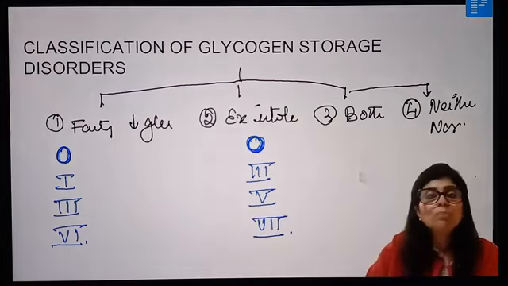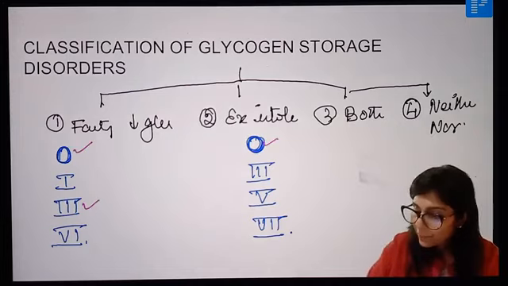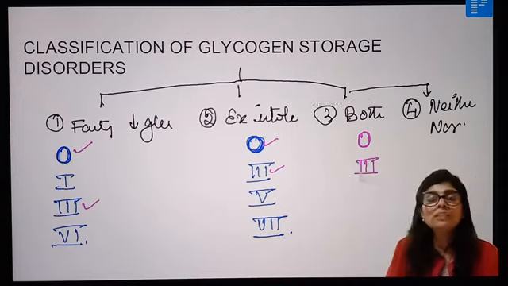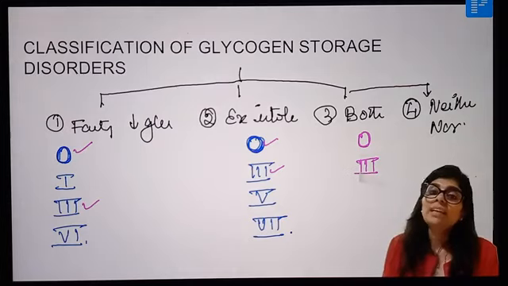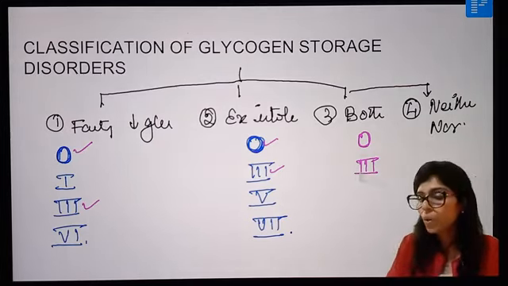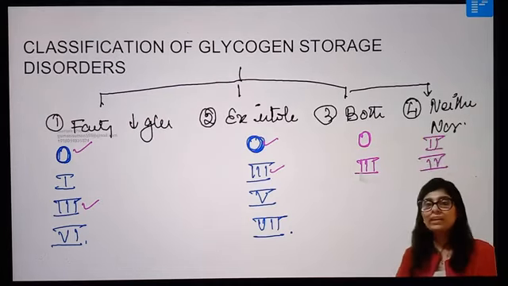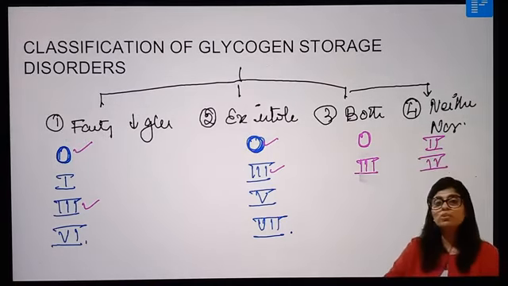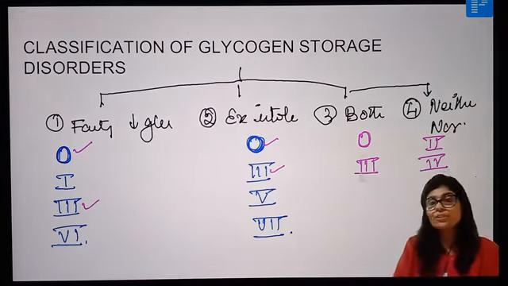Now you tell me both. Where do you see both? Type 0 and type 3. Both type 0 and type 3 present with both fasting hypoglycemia and exercise intolerance. Now the last one, neither fasting hypoglycemia nor exercise intolerance, will include type 2 and type 4. So this is how you classify glycogen storage disorders.